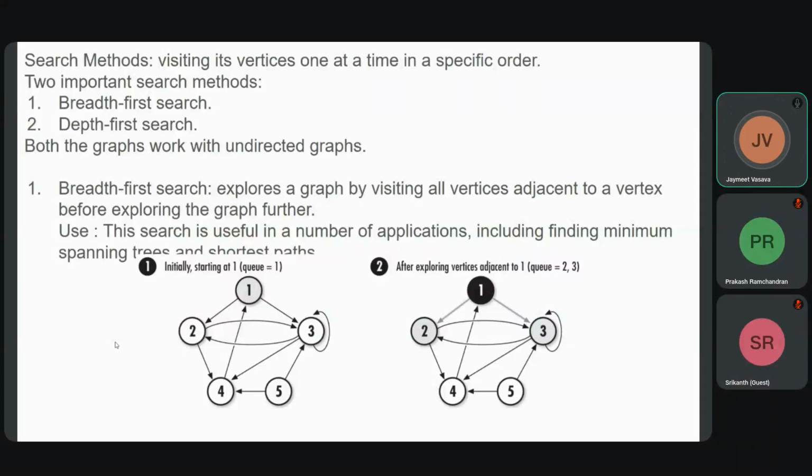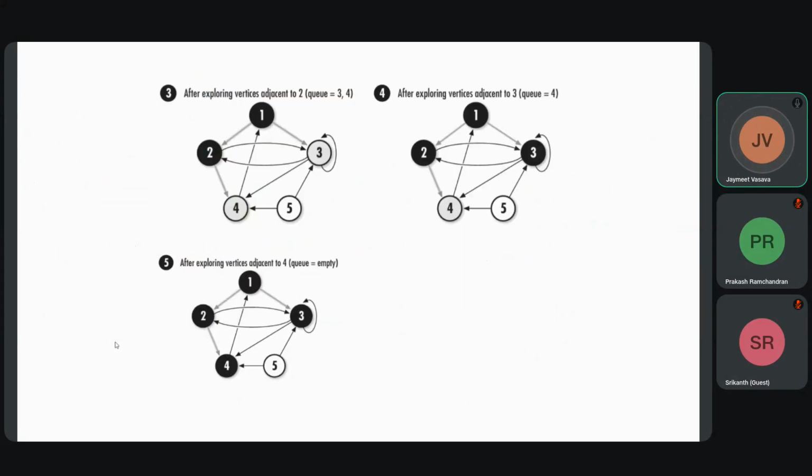As we have discovered these, we'll enqueue 2 and 3 into the queue, as you can see in image 2, and color vertices 2 and 3 gray. 4 and 5 are still undiscovered. Then we'll start with 2, and we'll discover 4. 3 has already been discovered, so there is no color change in that. So the only color change in image 3 will be for 4. We'll enqueue 3 and 4.